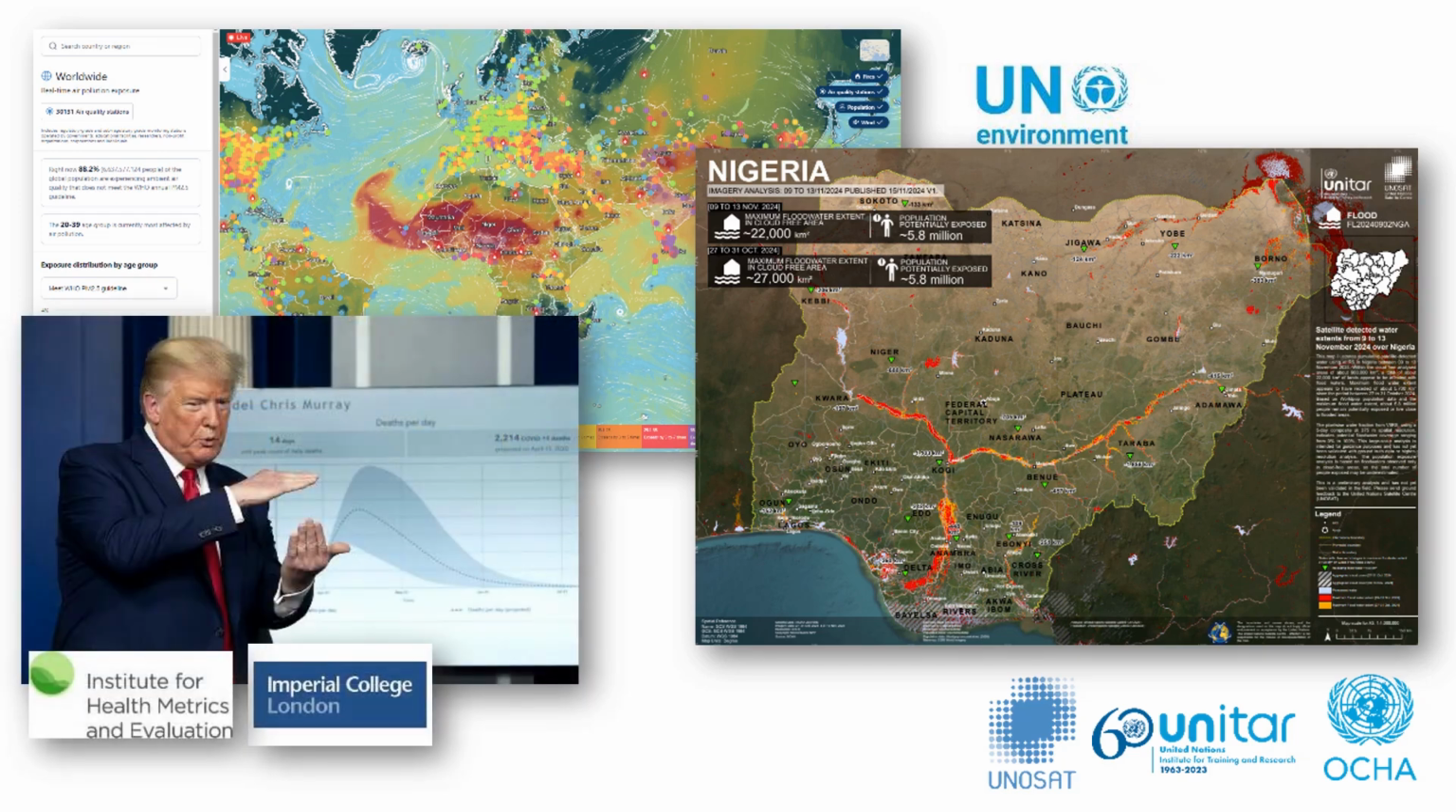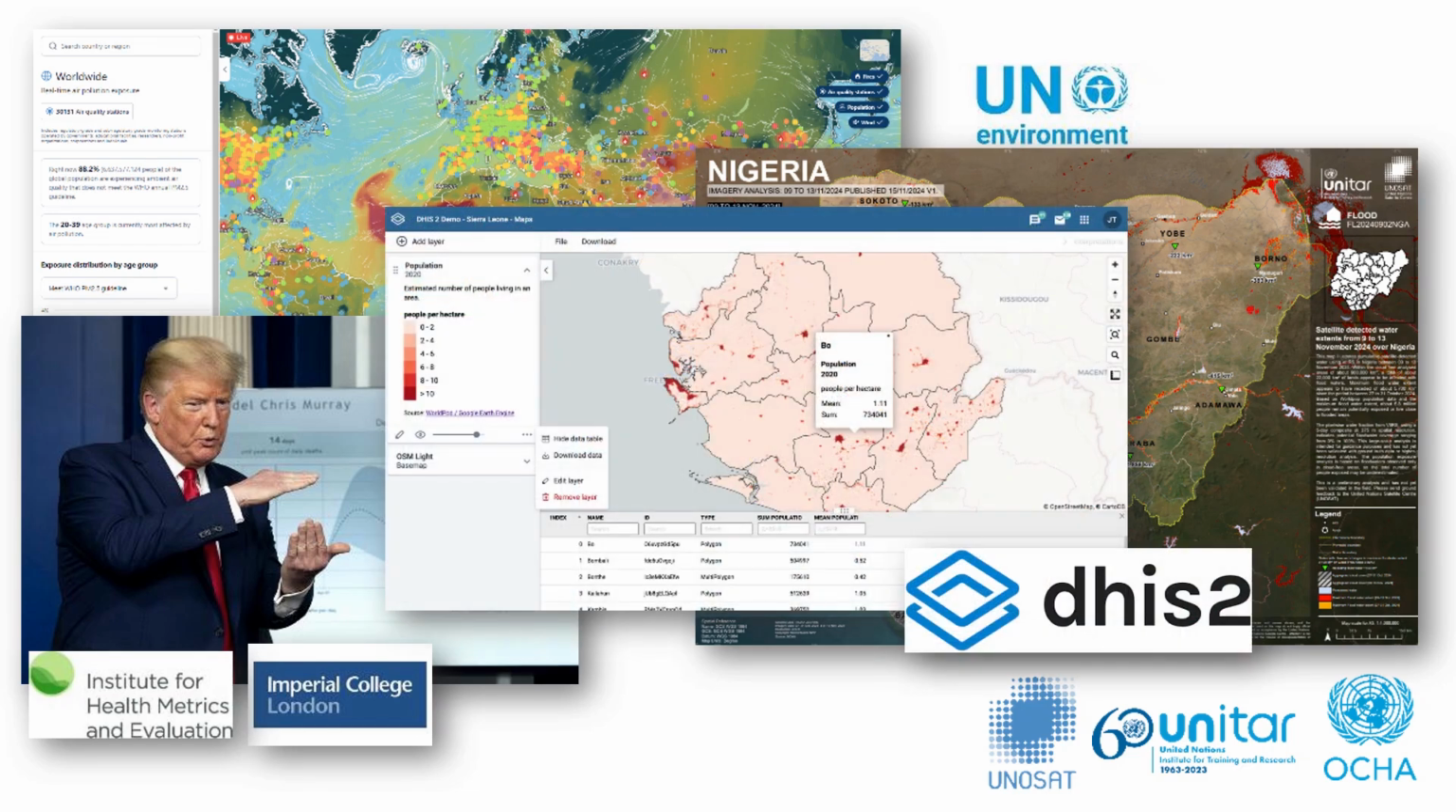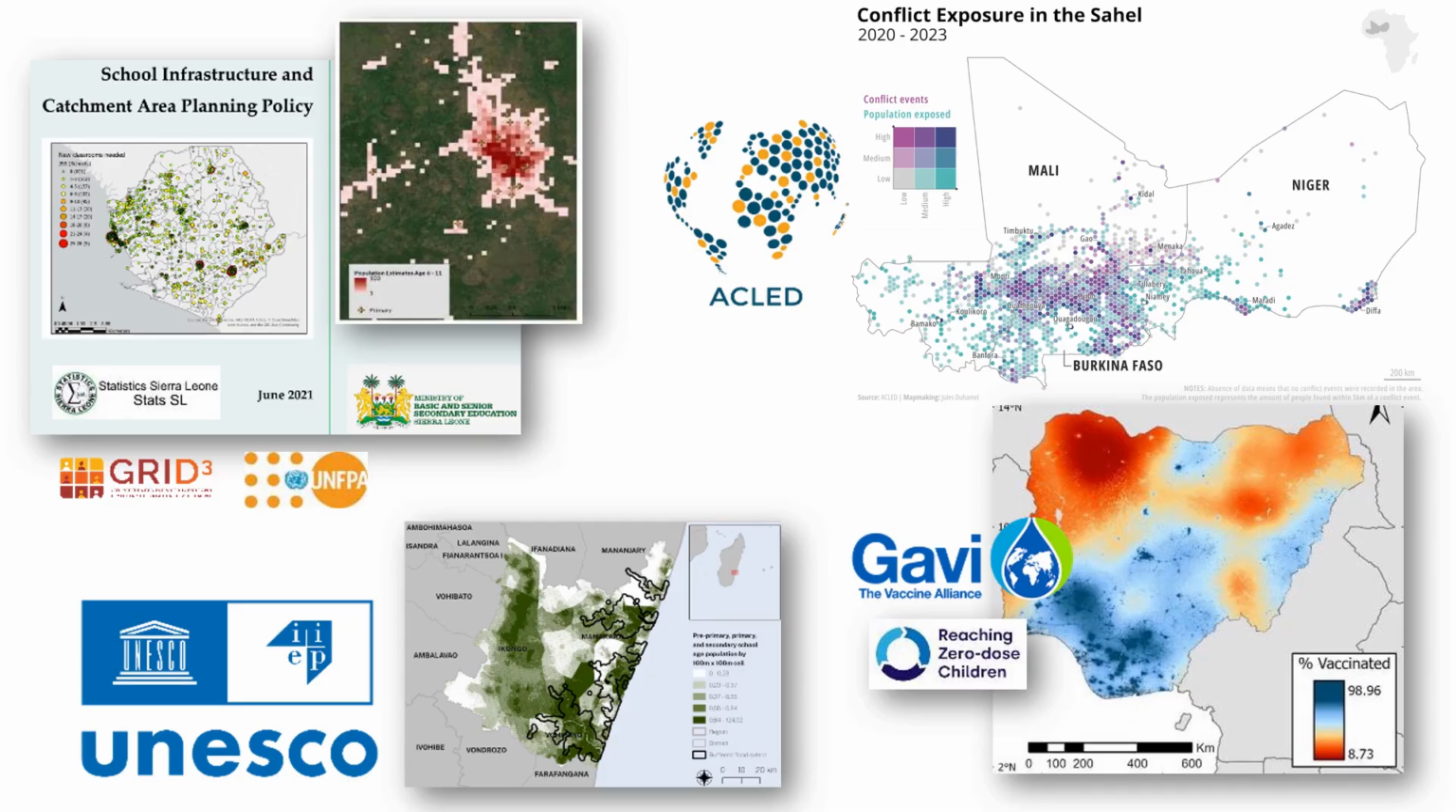I was surprised to see that IHME and Imperial College both used these data sets in their COVID models that were used to prompt lockdowns, and the health information system software that's used by about half the countries in the world has these data as part of it. As well as more national scale analysis looking at conflict exposure, children who are unvaccinated, and access to schools.